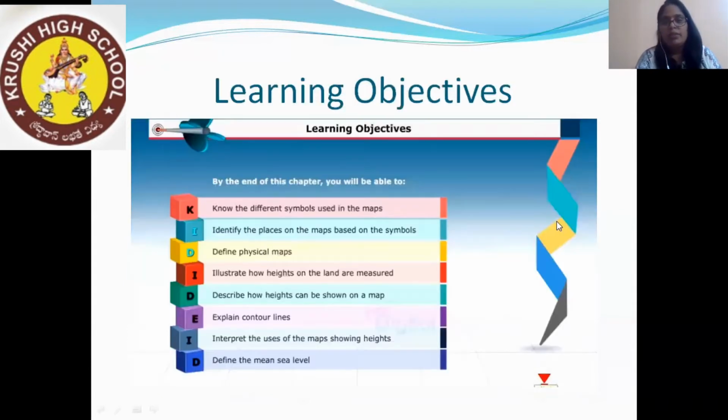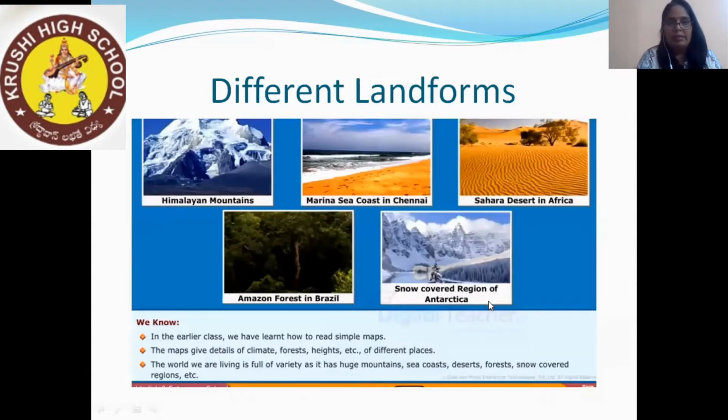Next, coming to the learning objectives. After the completion of the lesson, that means after concluding the chapter, you will be able to know the different symbols used in maps, identify the places on the map based on the symbols, define physical map, illustrate how heights on the land are measured, describe how heights can be shown on a map, explain contour line, interpret the uses of maps showing heights, and define mean sea level. Now coming to the different landforms.